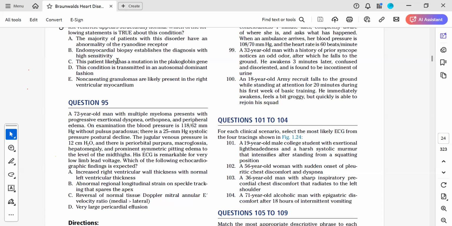So to go over question 101, suggestive of HOCM, matches with B. 102, suggestive of pulmonary embolism, matches with A. 103, suggestive of pericarditis, matches with D. And 104, suggestive of electrolyte imbalances, matches with C.